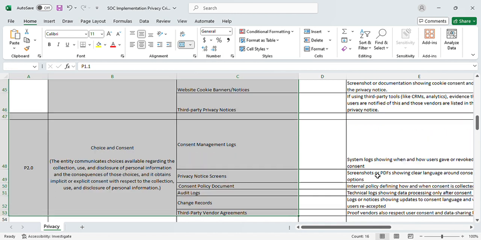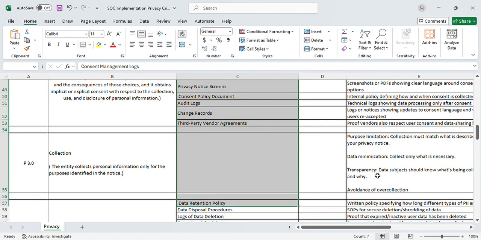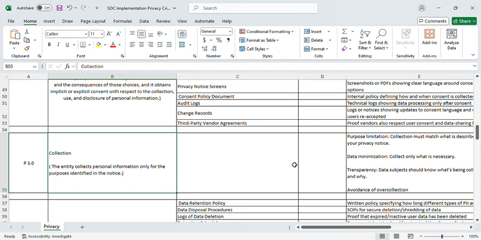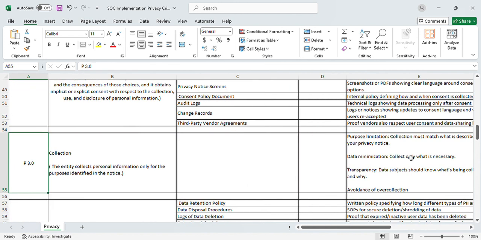Like P1, P2.0. P2.0 belongs to choice and consent, where the focus areas are the consent management logs, privacy notice screens, consent policy document, audit logs, change records, and third party vendors. P3 is collection, that is how the data is collected. So these are the evidence examples, right? If this collection matches your approach, then accordingly you can fill the next steps.